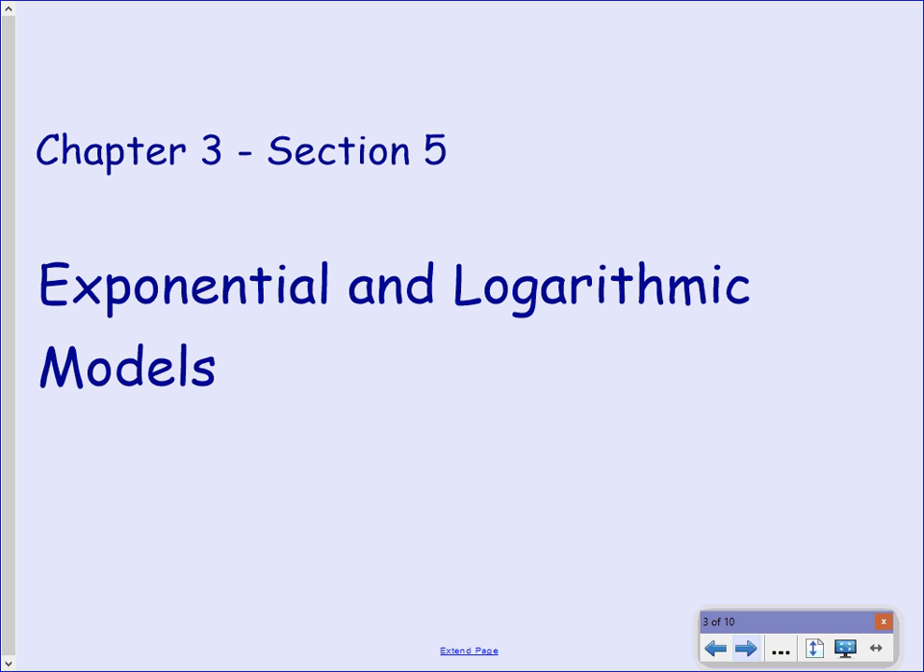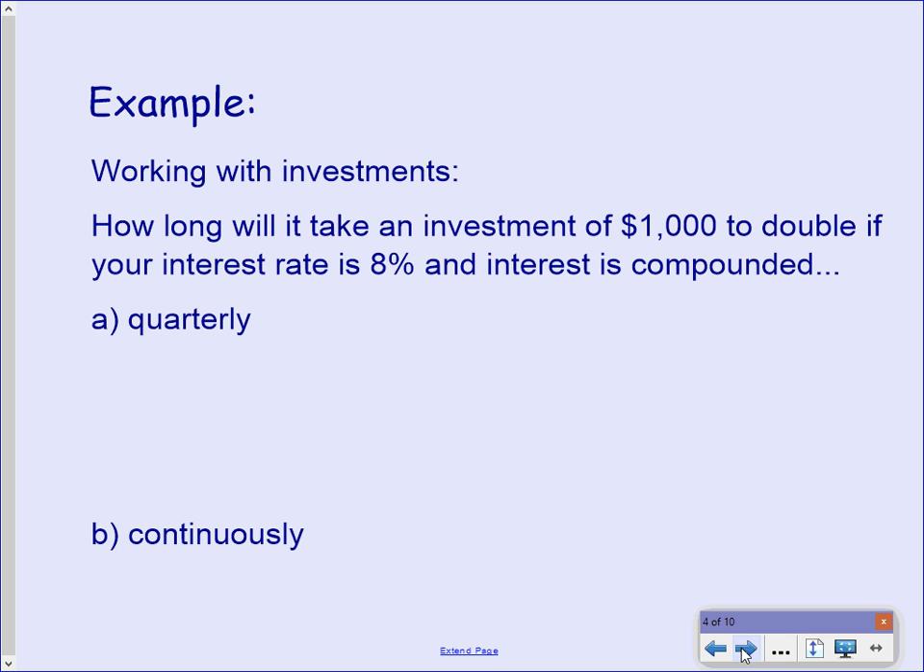And we're talking about exponential and logarithmic models today. So these are going to be applied to like a real world scenario. Some of you might call them word problems. But here we're applying the model to represent something. So we're going to start with just like our compound interest formulas, how we can work with them. And the first example says, how long will it take an investment of $1,000 to double if your interest rate is 8% and your interest is compounded quarterly versus continuous?